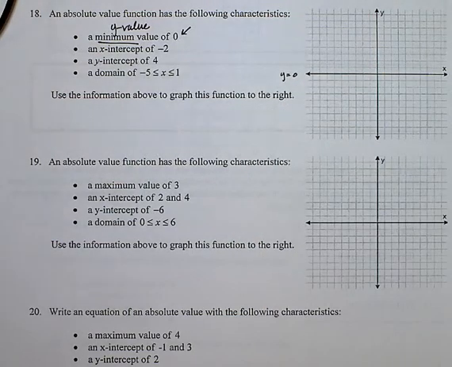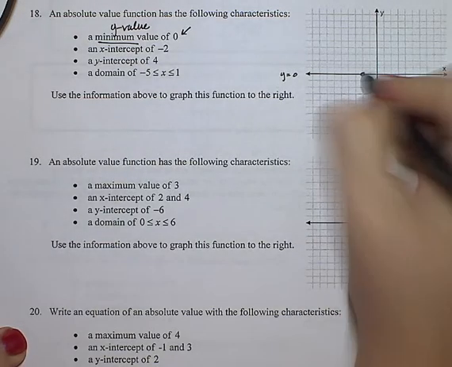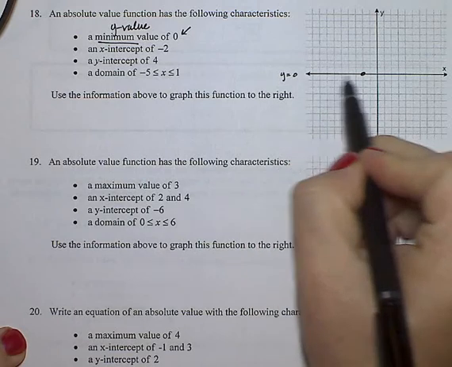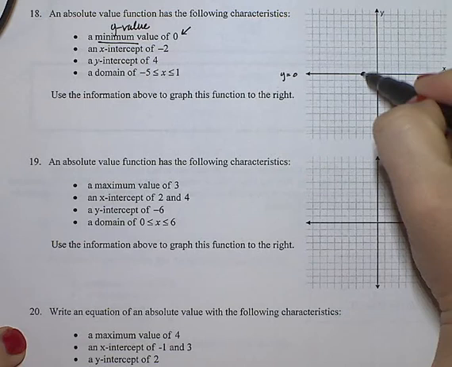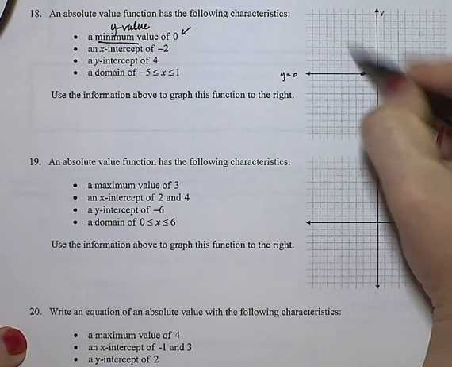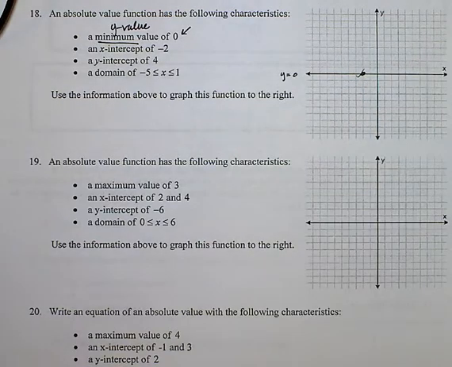It has an x-intercept of -2. So let's go to -2 and make a dot. Now, I know it's not going to go below the x-axis, and this is an x-intercept. That tells me that this absolute value function will be above this point. Remember, absolute values are going to make a V shape. It has a y-intercept of 4.